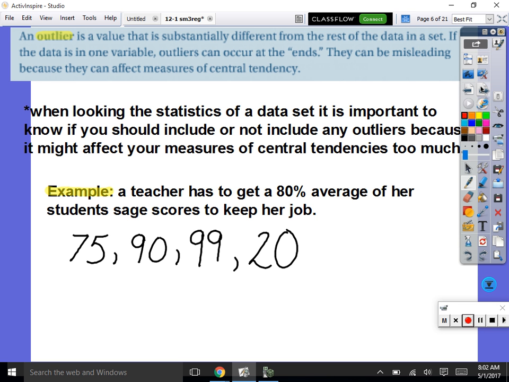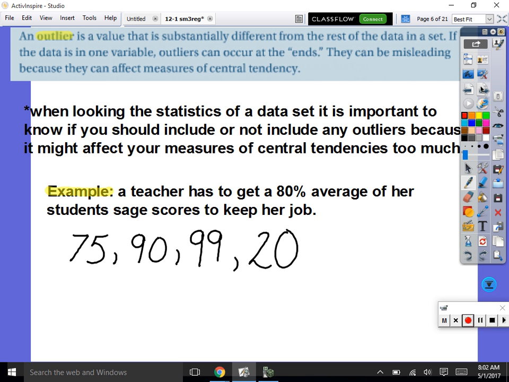So I'm going to give you an example of how an outlier affects your measures of central tendency. Let me show you this example. It's kind of interesting. A teacher has to get an 80% average of her students' state scores to keep her job. Let's say this is a true thing.